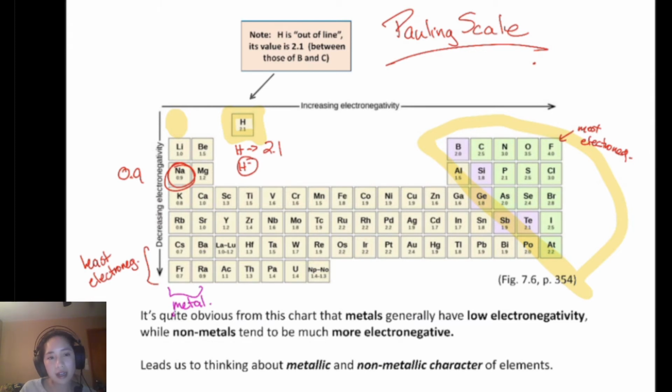So that's why when you produce a hydride, if you put together a hydrogen and a metal, the hydrogen is more likely to gain an electron and you'll make an ionic compound.